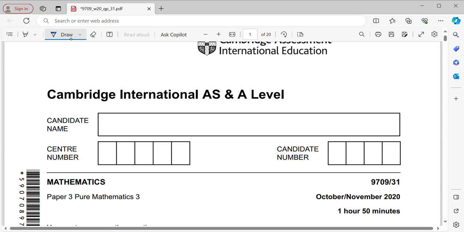This video is to discuss Cambridge International AS and A-Level Mathematics Paper 3, which is Pure Mathematics 3 for October-November 2020, and the code is 9709/31. Just for your information, the content of this question paper is the same as 9709/33, which is a variant 3 paper. So let's move on to question number 1.